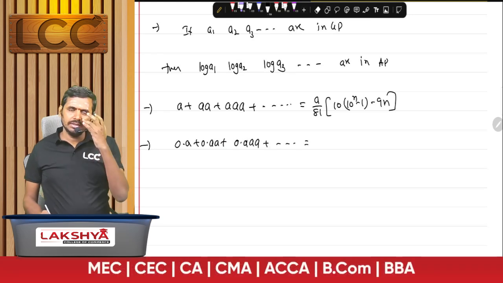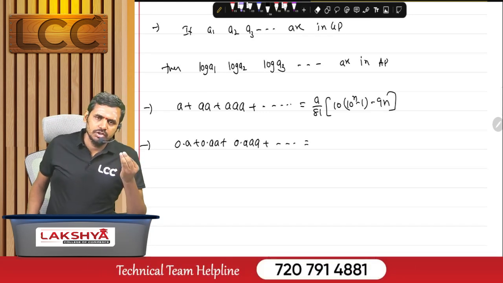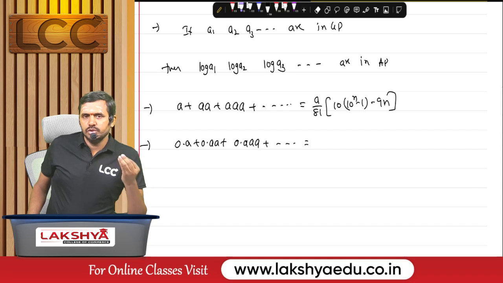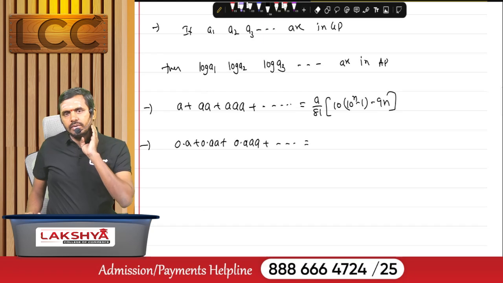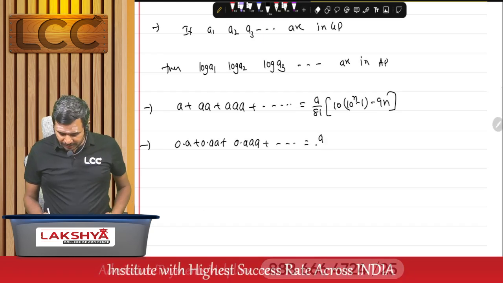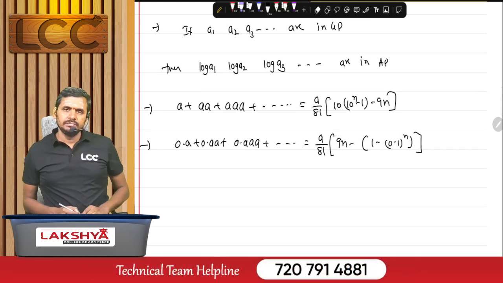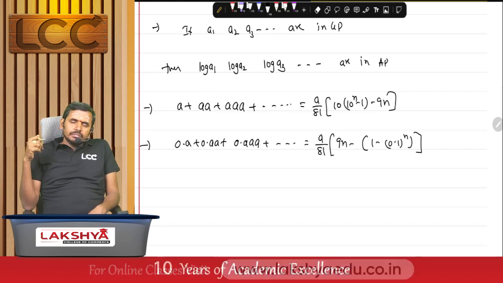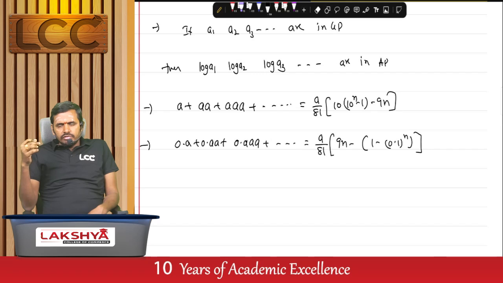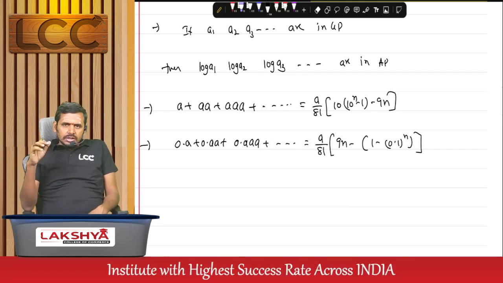A format is like this. For example, a question is 0.4 plus 0.44 plus 0.444 and so on up to n terms. Then how to find the sum of those numbers? That is a by 81 again, 9n minus of (1 minus 0.1) whole power n. Actually, there is a proof for these two statements, but I am not interested to discuss the proof. From the examination point, proof is not required. Just remember the formula. Understand?